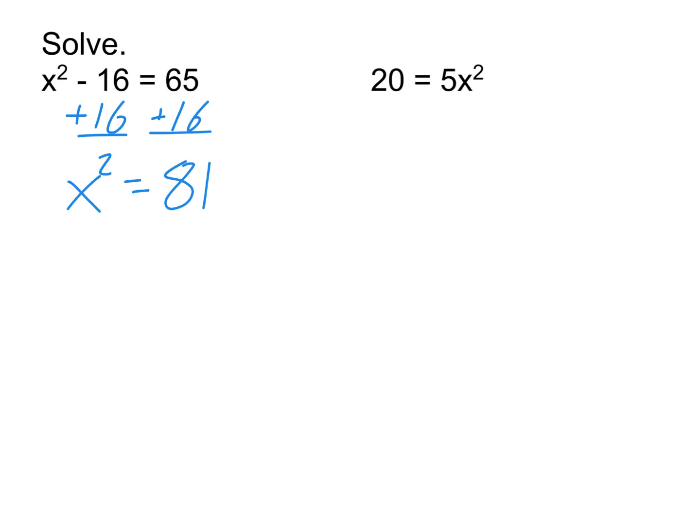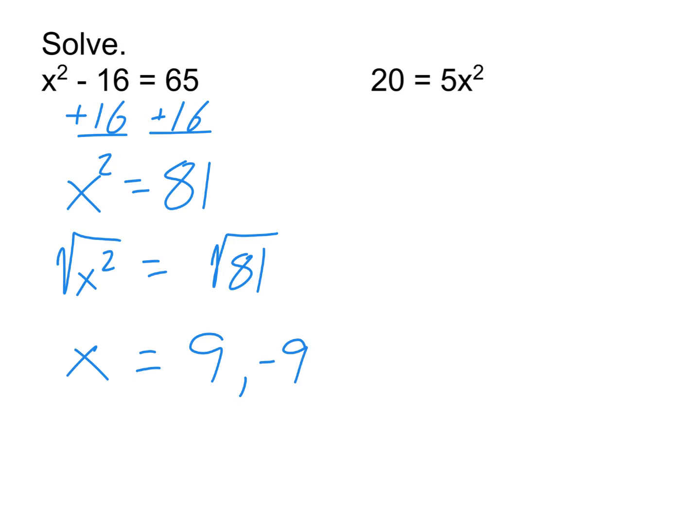Okay, so if x squared equals 81, then we take the square root of both sides. So we got the square root of x squared and the square root of 81. And so x equals 9 and negative 9. The way that we show that in our work, when you take the square root of both sides, put that plus or minus in front of that square root on the other side. So x equals 9 and negative 9 in that problem. Let's take a look at the second one.